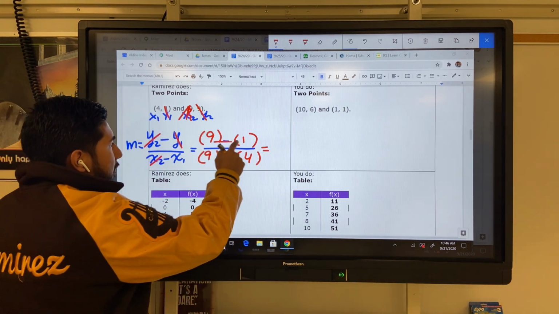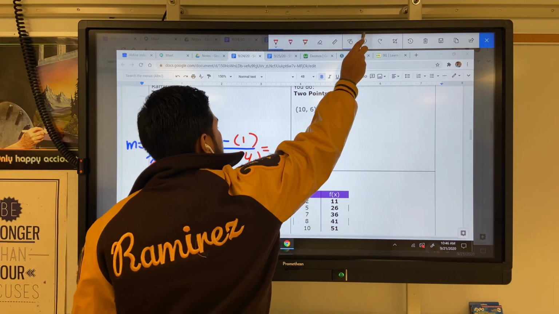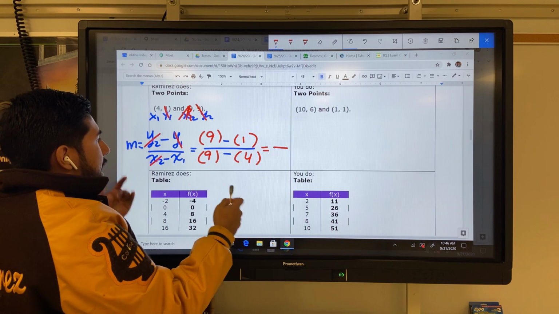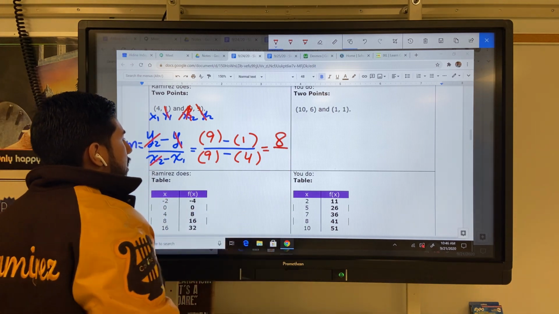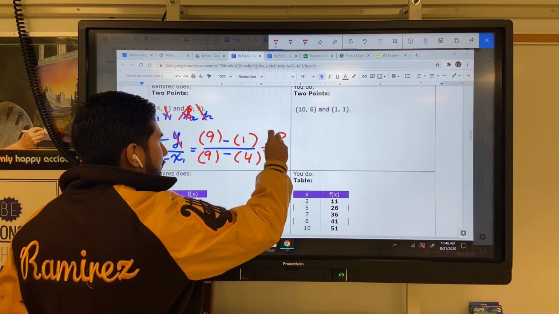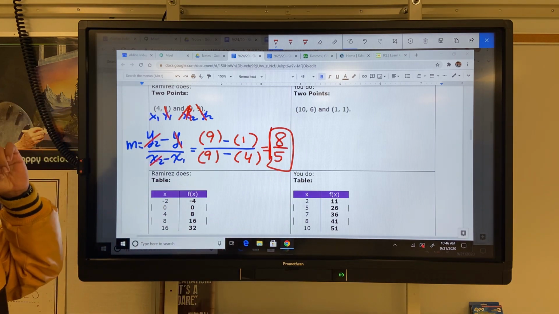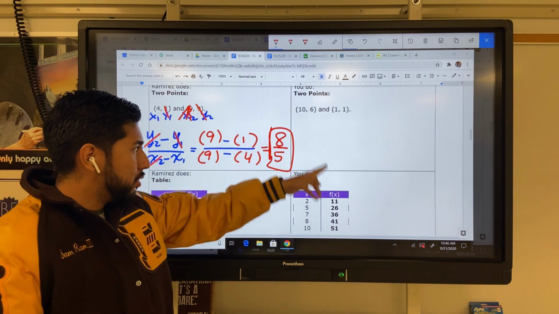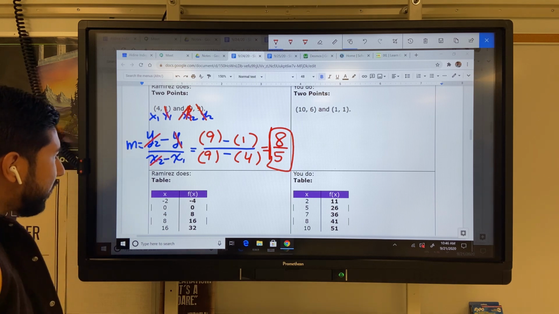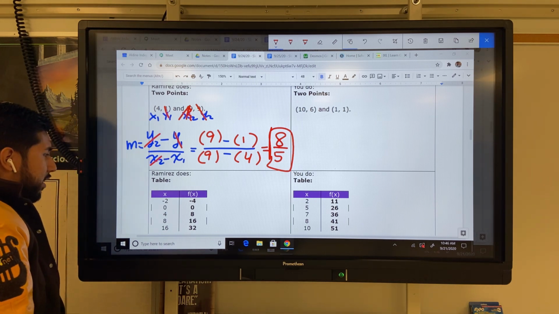Let's subtract 9 minus 1. 9 fingers minus 1 is 8. 9 fingers minus 4 is 5. Can I reduce this? No, I cannot. There's my slope. Of course, you're going to do those on your own because I want you to. Love this stuff. Super nice and easy.